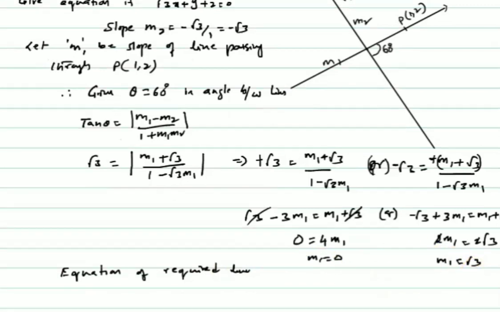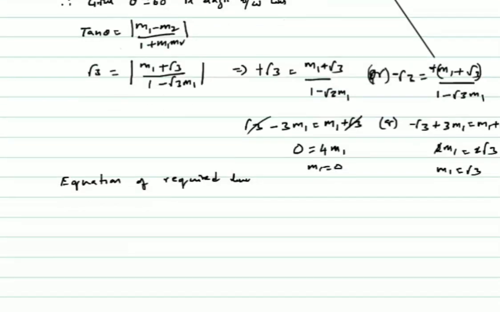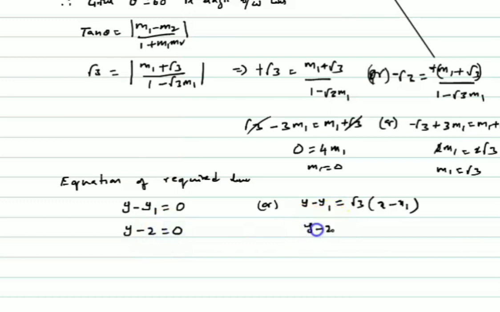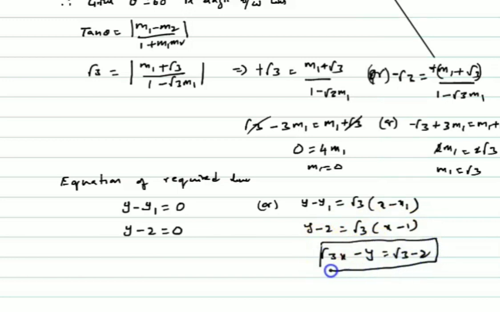These are of two types: one with m1 is equal to 0, the other with m1 is equal to root 3. So y minus y1 is equal to 0 into x minus x1, or y minus y1 is equal to root 3 into x minus x1. What is x1, y1? The point is nothing but 1 comma 2. So y minus 2 is equal to 0. Or y minus 2 is equal to root 3 into x minus 1. So this becomes root 3x minus y, and if you send the minus root 3 to that side, it becomes root 3 minus 2. So this is another equation. These are the two equations required which make an angle 60 degrees with the given line.